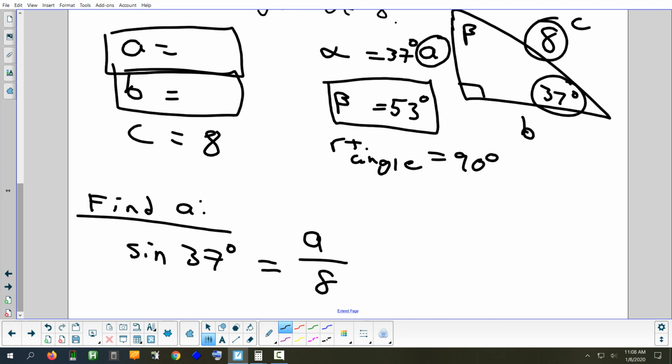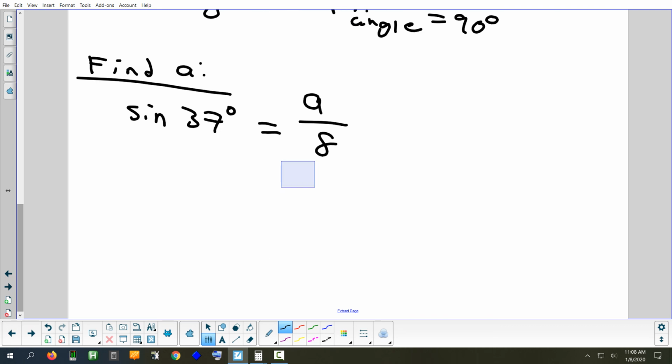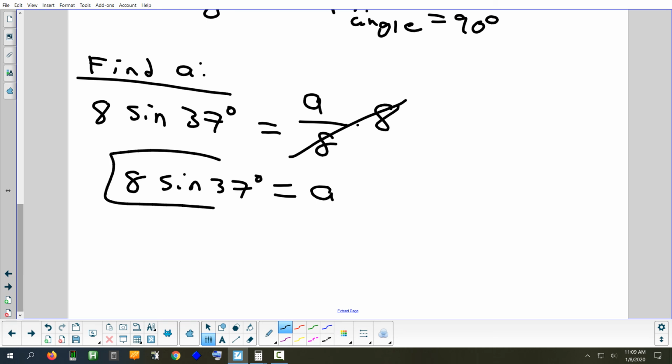Opposite over hypotenuse. Now, last step is just to get that 8 on the other side so we have A by itself. How would you move the 8 over to the left? Multiply by 8. Yeah, just multiply by 8. And your answer is 8 sine 37. Okay. We do need to type that in and see what we get.